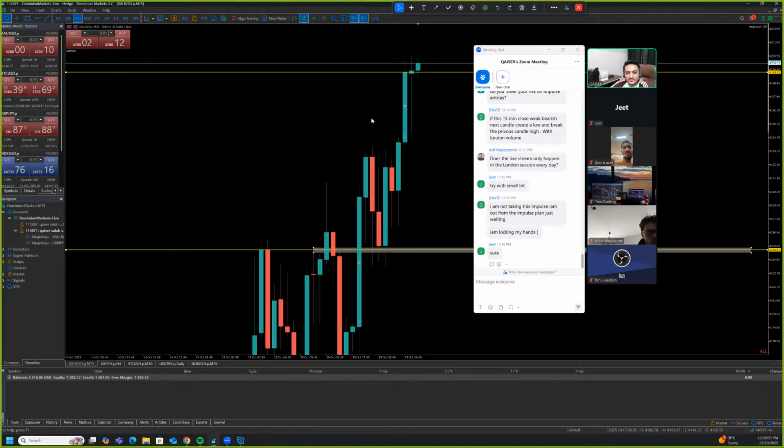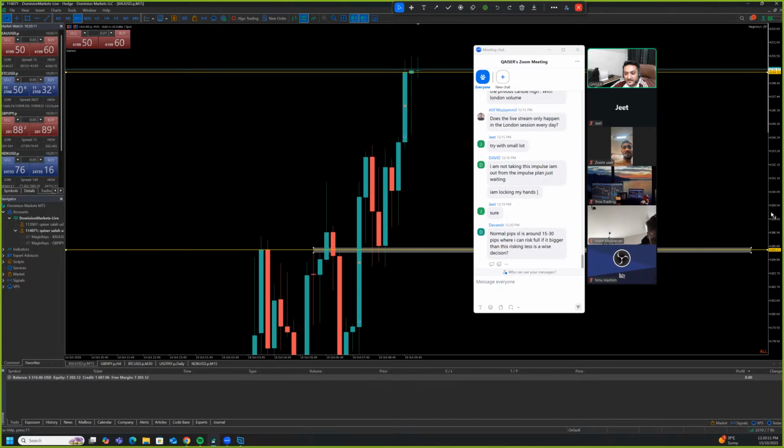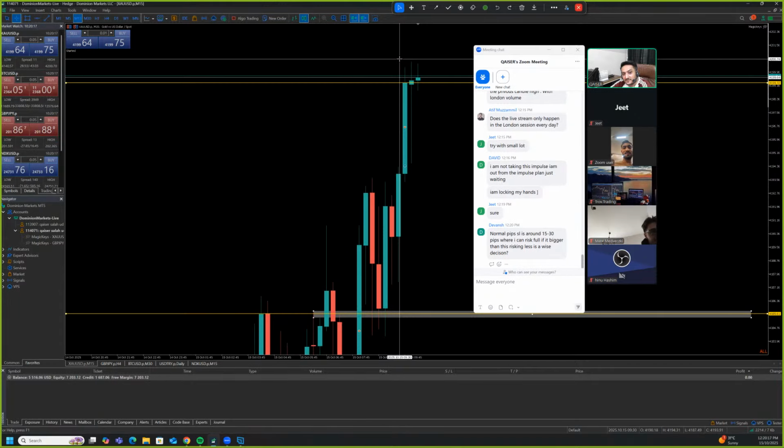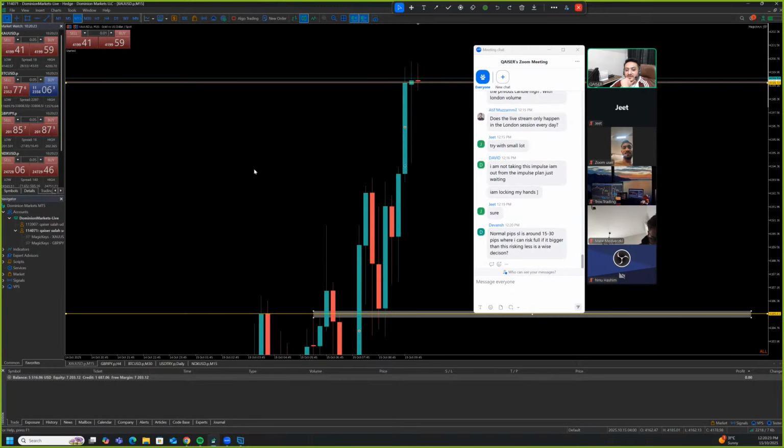So for execution, this candle has to break above the previous candle high. We cannot go with dynamic risk in this situation. This candle has to break above the previous candle high, and not just that: the ask and bid price also have to break above the previous candle high for the execution. Normal SL is around 15-30 pips, where I can risk full. If it's bigger than that, lowering the risk is a wise decision.